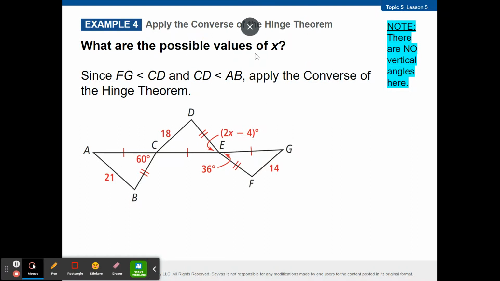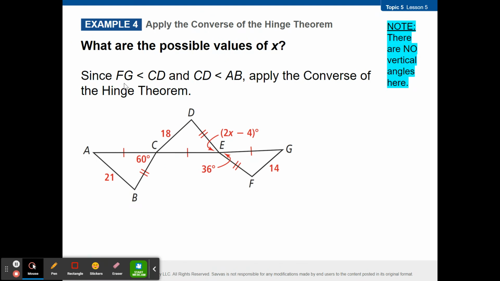Okay, what are the possible values of x? So here's a note. There are no vertical angles here. So you cannot assume that these two are congruent because they're not vertical. And Cassie's like, you just ruined my day, Smith. All right, so don't assume you have vertical angles when you need to apply the hinge theorem.